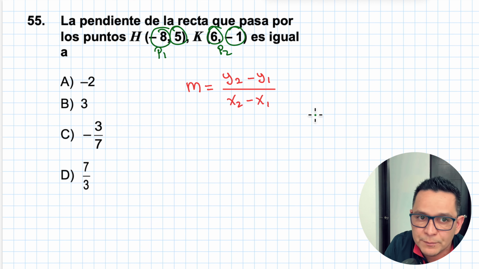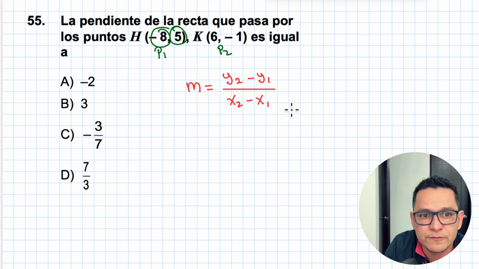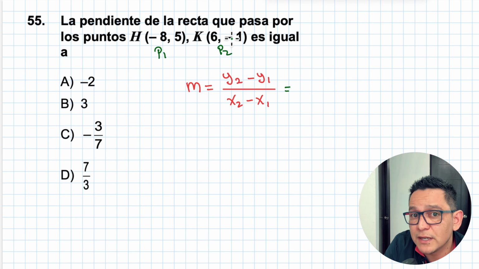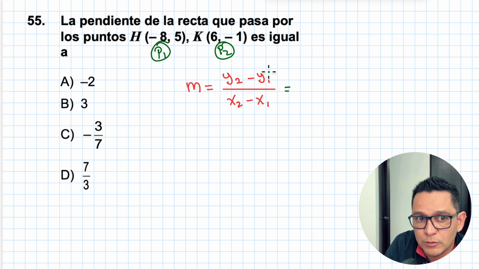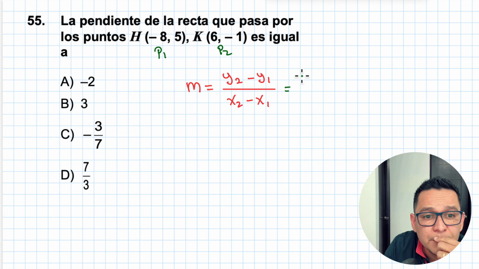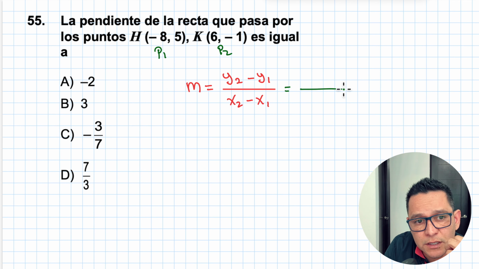All right, we substitute, and we simplify, and that's it. It's worth mentioning that I could also say it the other way around, that this is point 1 and this is point 2. It doesn't matter. So I get this, and y2, which in this case would be minus 1.